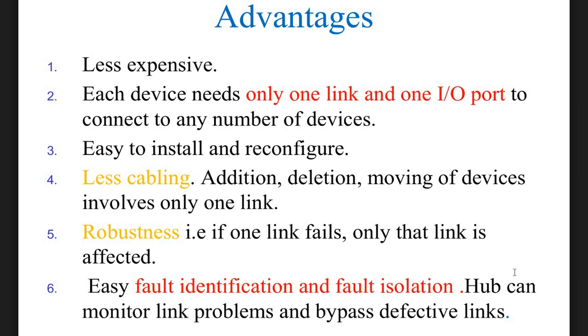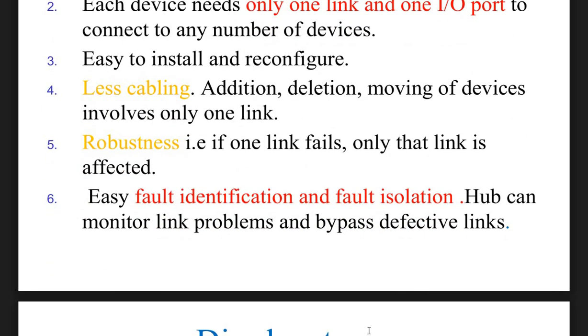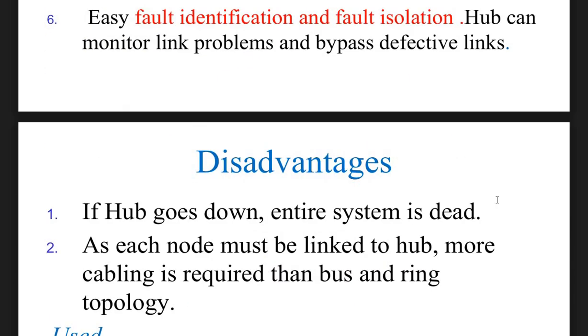Since it is simple and each node is connected to the central hub, fault identification and fault isolation are easy. The hub can monitor the link problem and bypass the defective links. So these are all the advantages. Disadvantages, I already told you. One major disadvantage is, if the hub goes down, the entire system is dead.